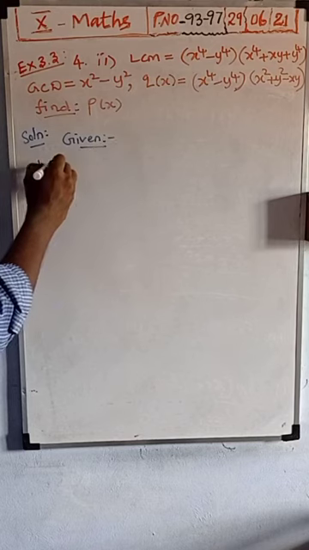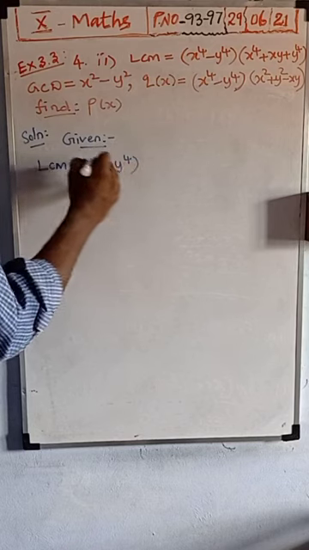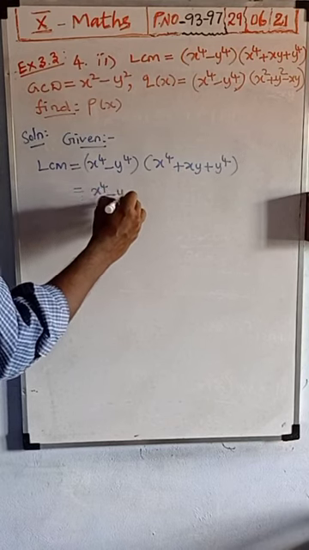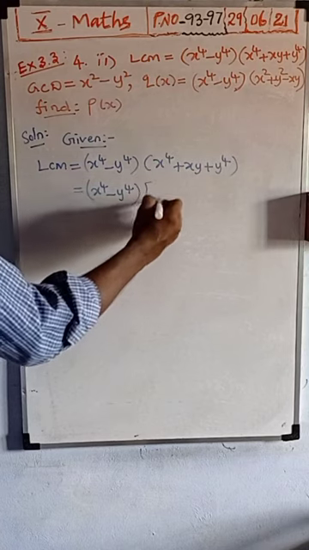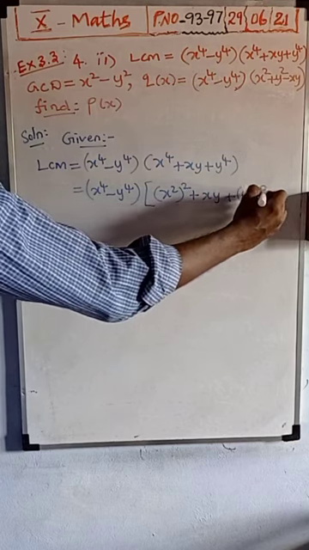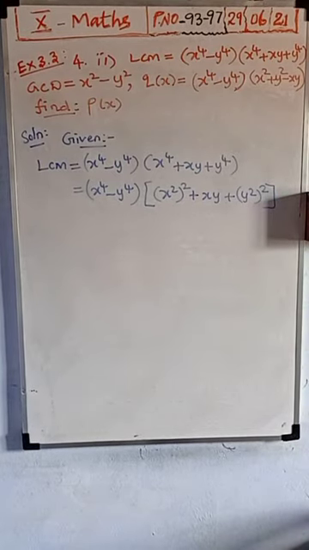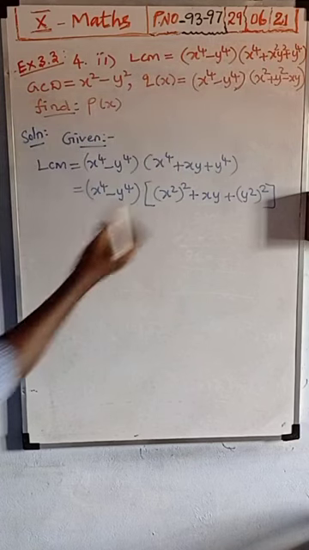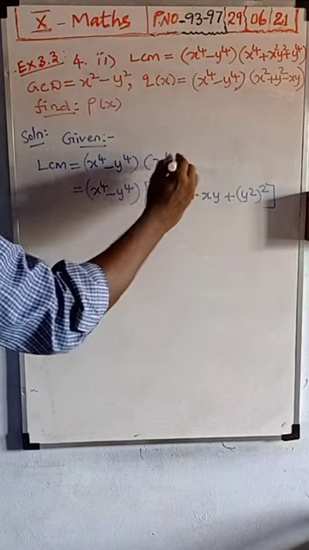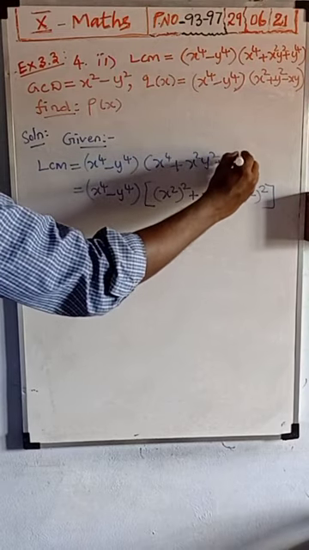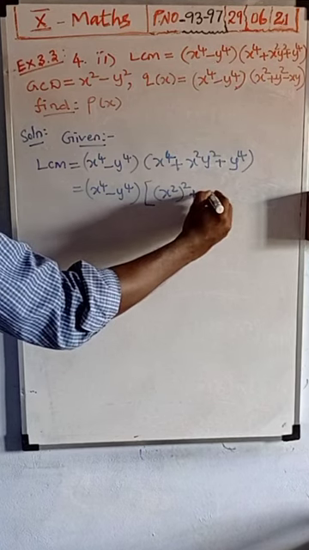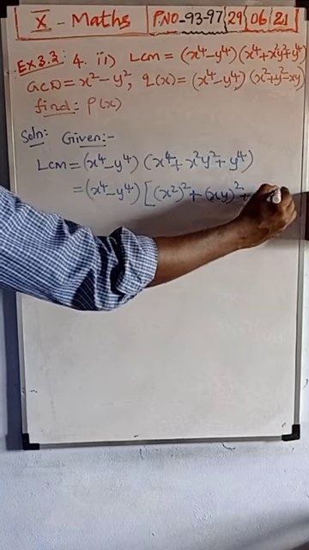Given first this LCM, you should write x power 4 minus y power 4 into x power 4 plus x squared y squared plus y power 4. Sorry, here the question is x squared y squared, not xy. So x power 4 minus y power 4 as it is. The other factor is x power 4 plus x squared y squared plus y power 4, which we can change into x squared whole square plus x squared y squared plus y squared whole square.